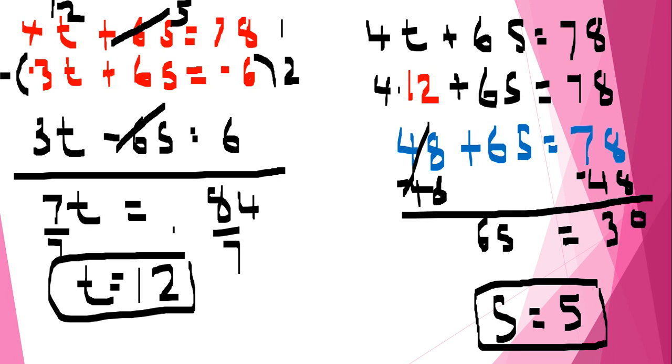Then we used that t to substitute into one of the equations, and we substituted t equals 12, so we multiplied that to get 48 and 6s. We worked out what 6s is, and finally we found that s equals 5. We substituted back just to check if these answers are correct, and we found that the equations balance correctly.